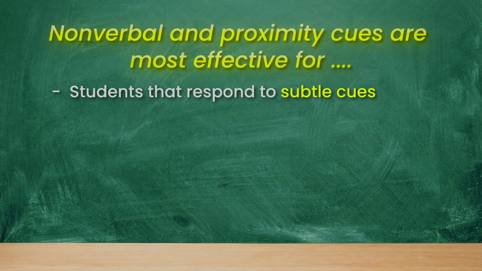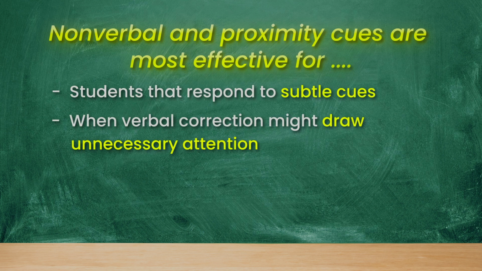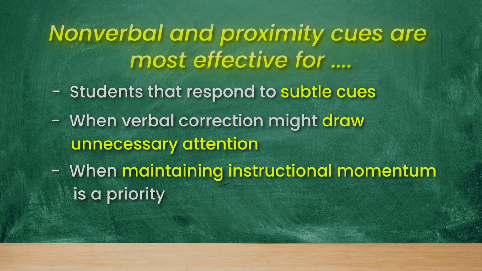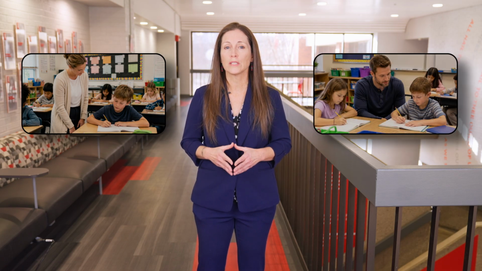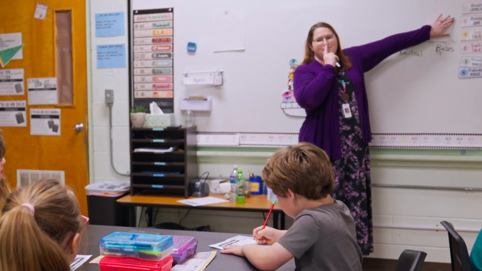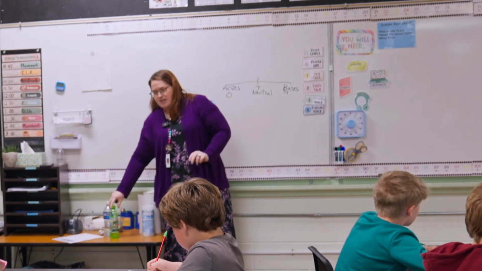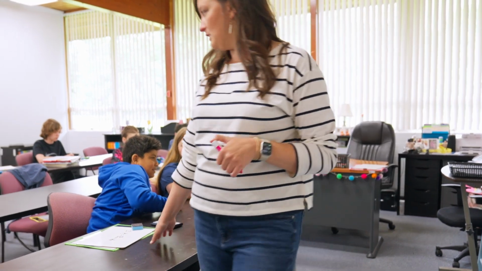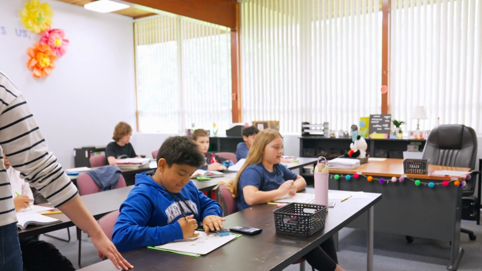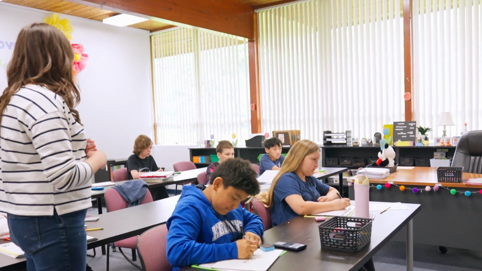for moments when verbal correction might draw unnecessary attention, or when maintaining instructional momentum is the priority. Now, proximity may involve stepping closer to the student, standing where the teacher naturally reduces the peer audience, or seating oneself near the student while teaching. Nonverbal cues could include a pre-taught hand signal, a point to the expectations chart, a brief moment of neutral eye contact, or a light tap near the student's workplace to signal a return to the task.